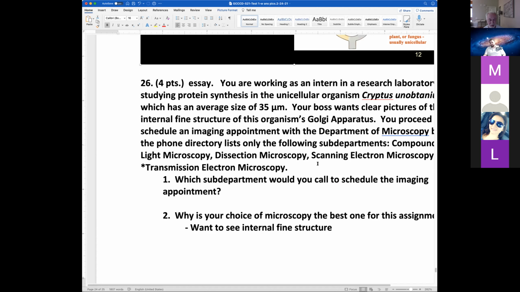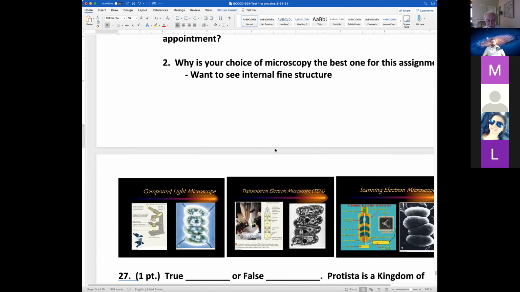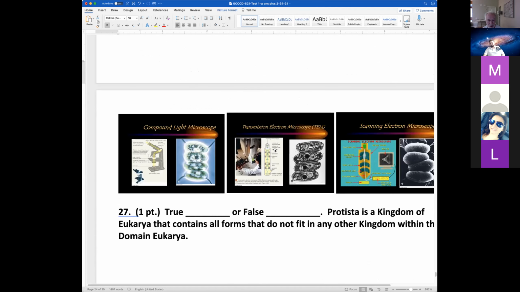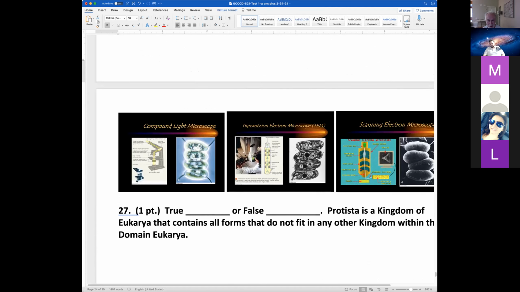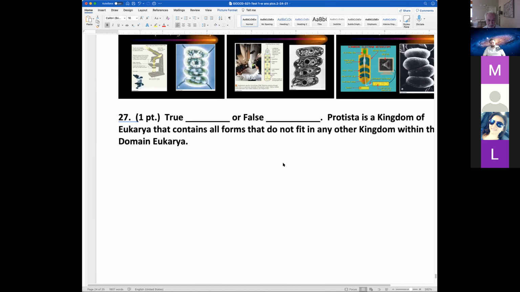Right. And you wouldn't choose light microscopy because it's not powerful enough to see internal fine structure of something that small, 35 micrometers. Okay. And that's based on this type of slides.